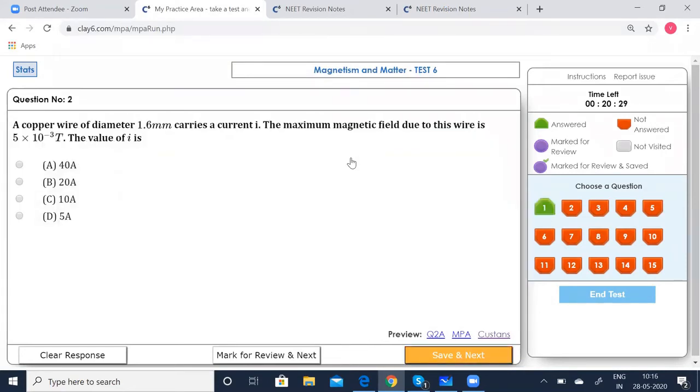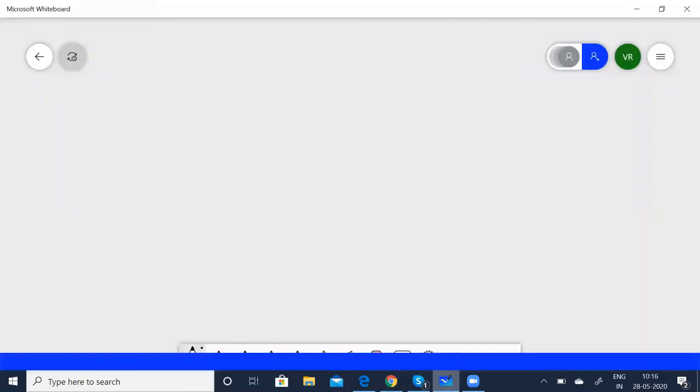Now coming to the second question. A copper wire of diameter 1.6 millimeters carries a current I. The maximum magnetic field due to this wire is 5 into 10 to the power of minus 3 Tesla. Find the value of I. Here, the diameter is given as 1.6 millimeters, so we have to convert it to meters. And then the magnetic field B is given. So let's quickly solve that.